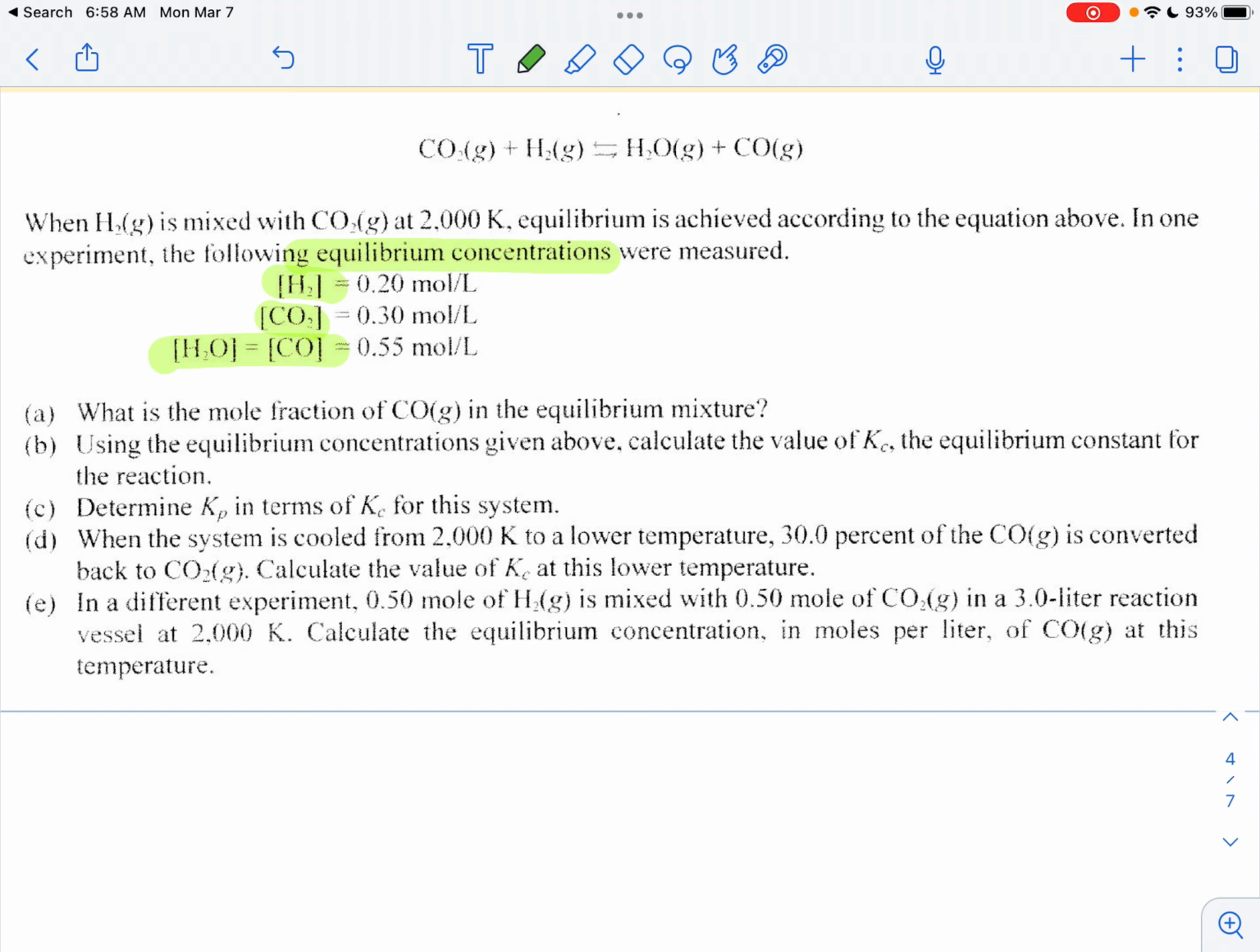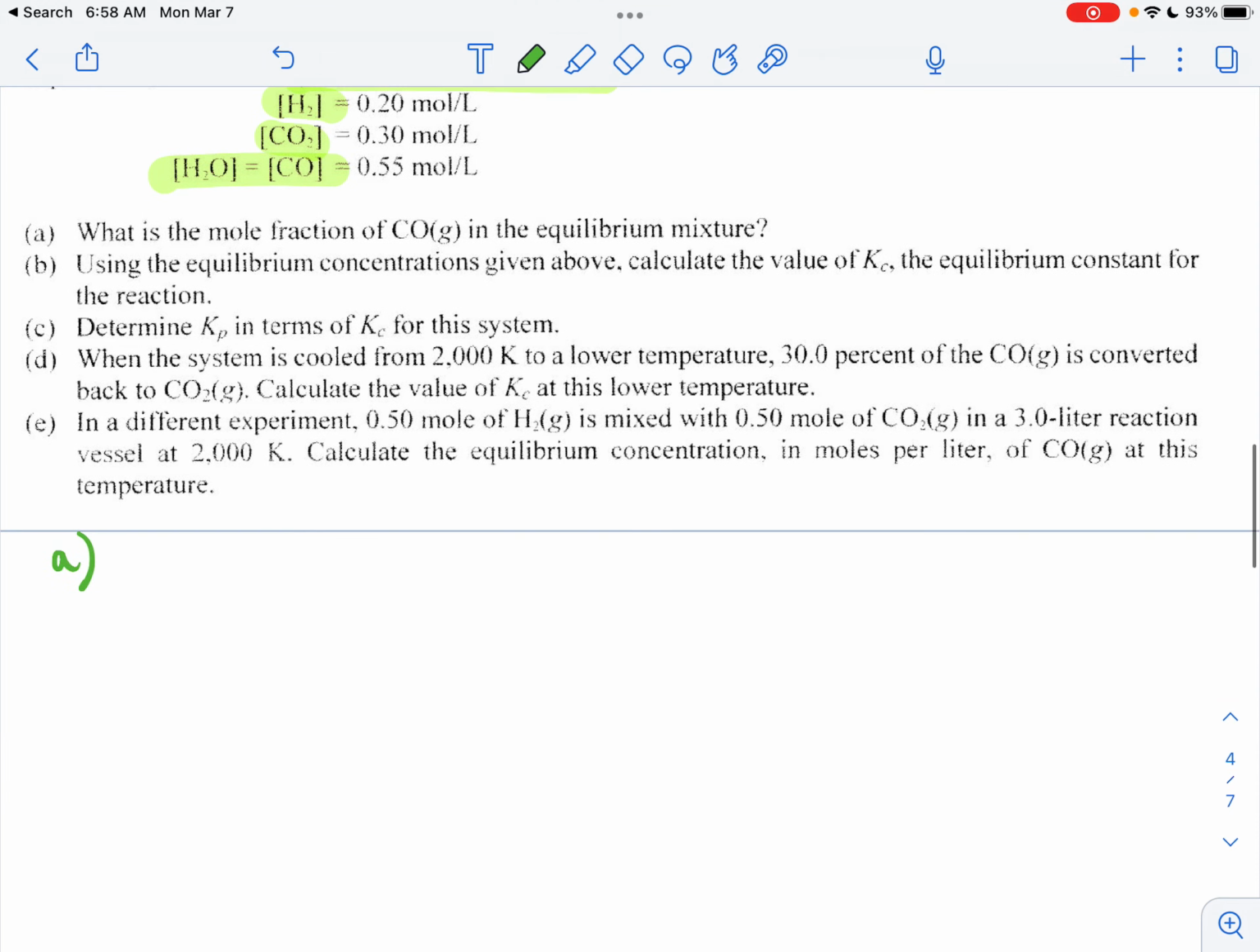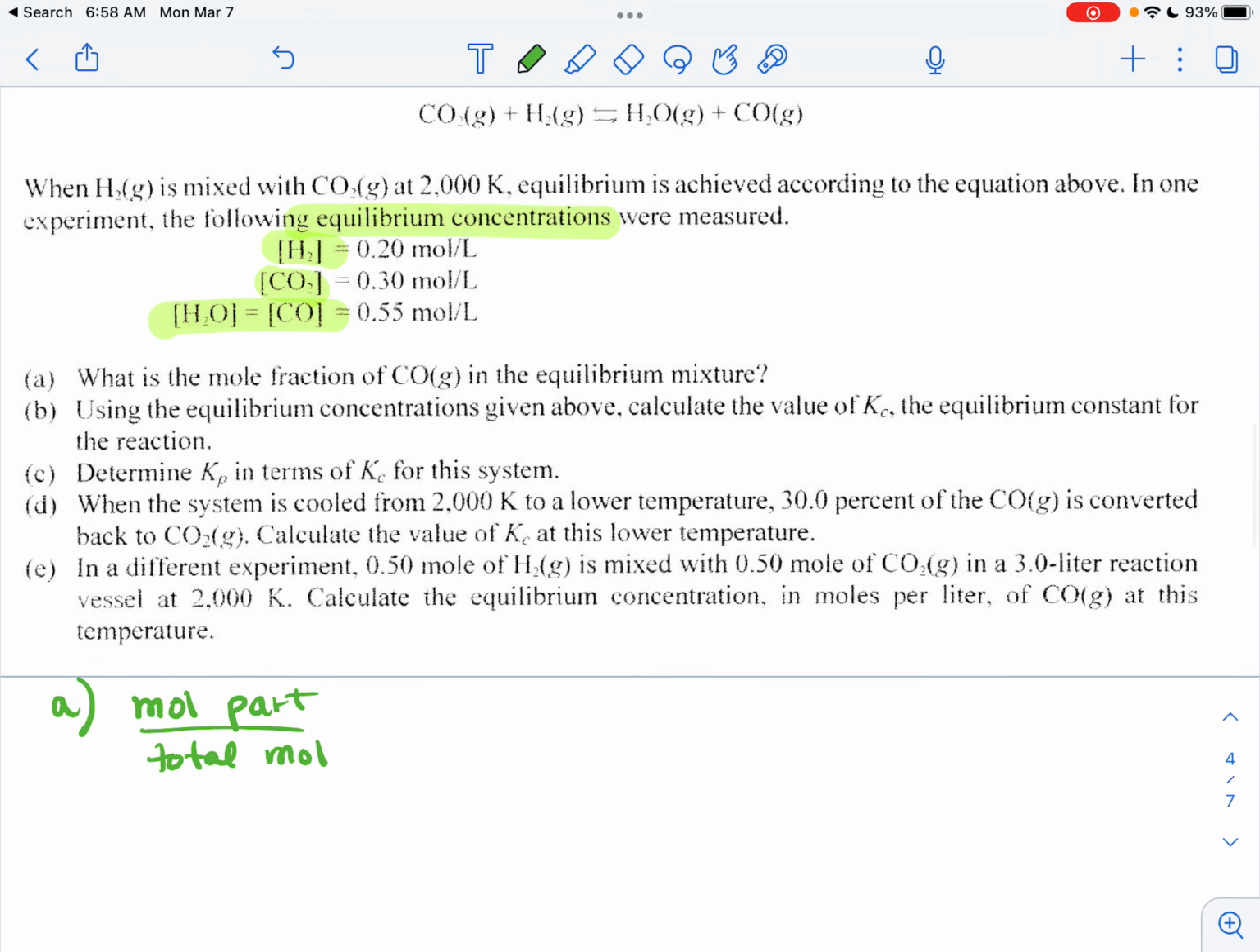Okay, so this means that you know where this settles out at equilibrium and you can go from there. So the first part of this is actually a review, mole fraction, as opposed to an equilibrium question. But remember that mole fraction equals moles of the part over total moles. So since this is moles per liter and we don't know the volume, it really doesn't matter because we can compare them as moles.